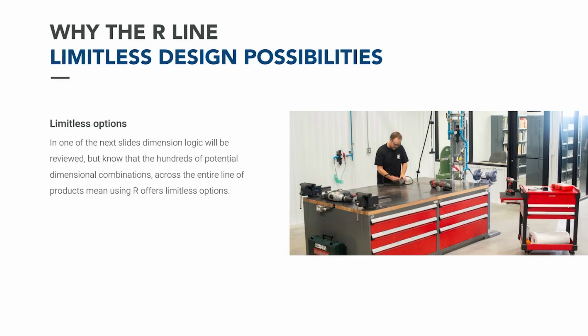Because R is a system of logic, and we're going to show a slide that talks about that dimension logic, it means there's hundreds or thousands of potential dimensional combinations across that line of products. Meaning when you're approaching R through its various different versions, there's a combination, there's a dimension, there's something to do just about anything.